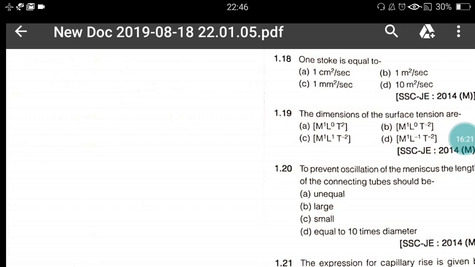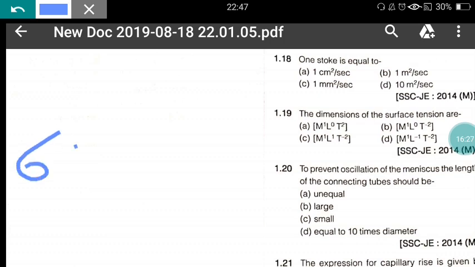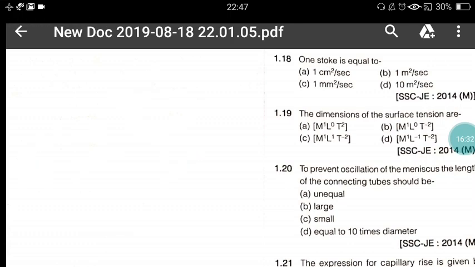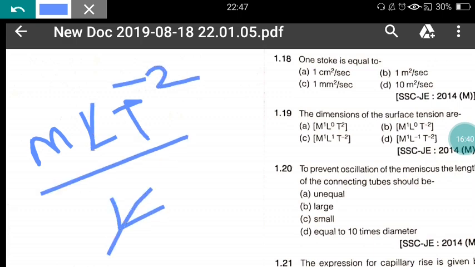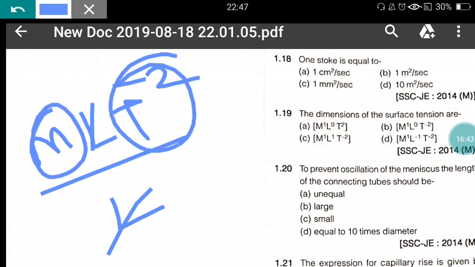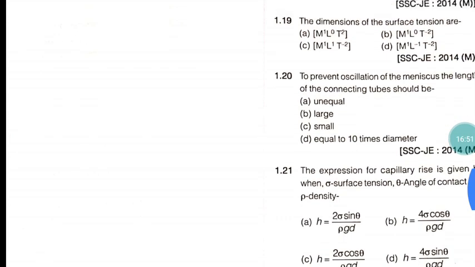After that, question number 19, the dimensions of surface tension. We know the formula of surface tension. Surface tension, denoted by sigma, is nothing but force per unit length. The dimension of force is MLT minus 2, divided by length, so L and L get cancelled. The remaining is MT minus 2. So the correct answer for this question is option B, M1 L0 T minus 2. Next question, question number 20.